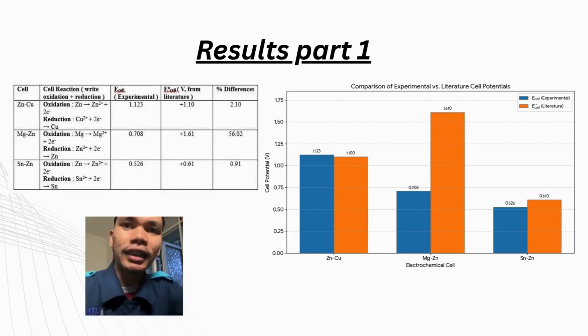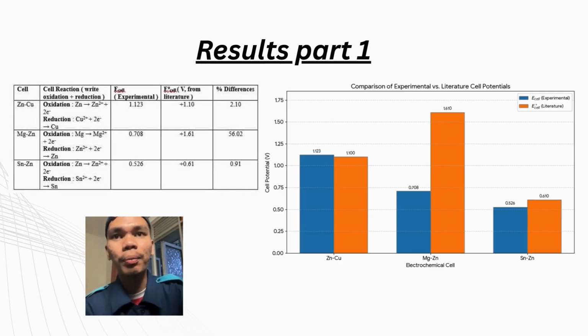So let's start with the first one, the zinc copper cell. In this cell, the oxidation reaction occurs at the anode, where zinc is oxidized to Zn2+, releasing 2 electrons. The reduction reaction occurs at the cathode, where copper 2+ ions are reduced to solid copper.